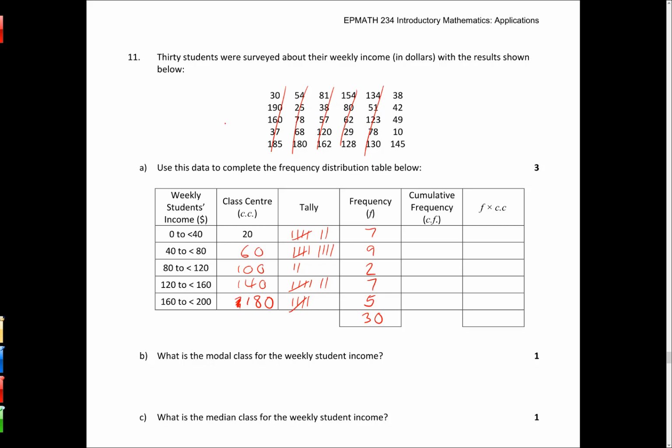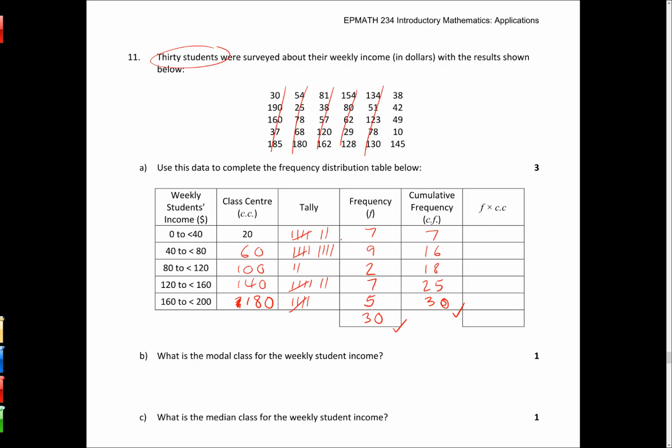Yes, it said 30 students. We're all good. Cumulative frequency is how many have we got? It's like those zigzags. So far we've got 7, plus another 9 makes 16, plus another 2 makes 18, plus 7 makes 25, and plus 5 makes 30. There's another one of my checks. The last CF number is the same as the total of the F column. And F times CC is like the FX column, but I don't actually have scores, I've got classes. So I say how many of the class centre.